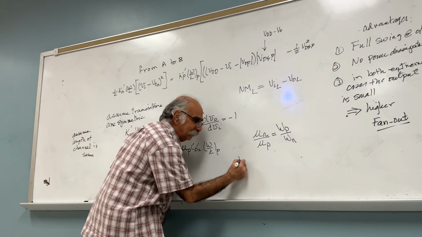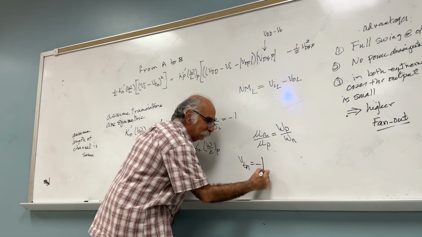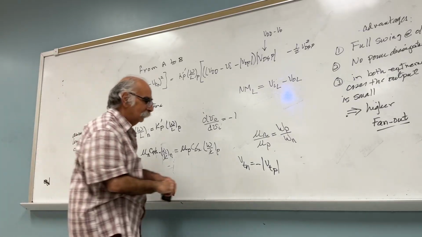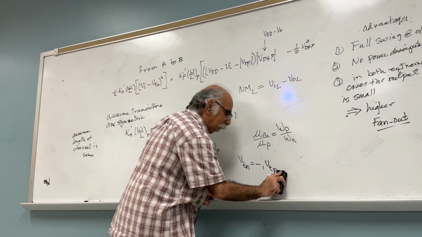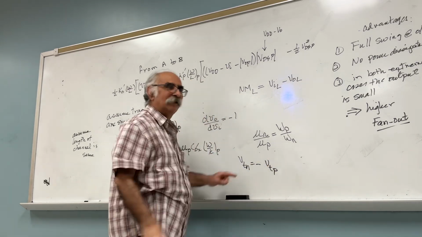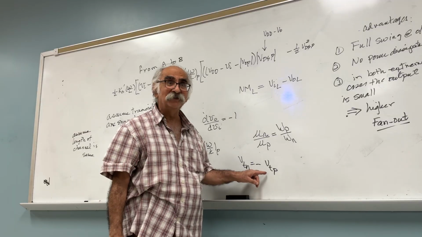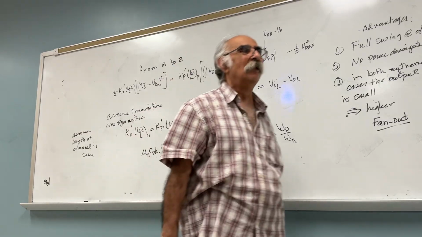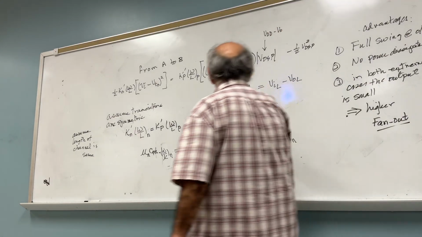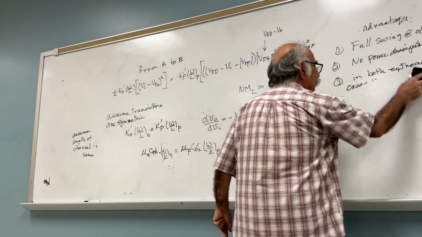And also, VTN is equal to what? No, sorry. I messed up. Minus VTP. Remember, VTP is negative. You agree? Yes. So when you multiply with negative, you get positive. Clear? If you use this approximation, this is the result that you will get. Taking the derivative and so on and so forth, you will get this result.